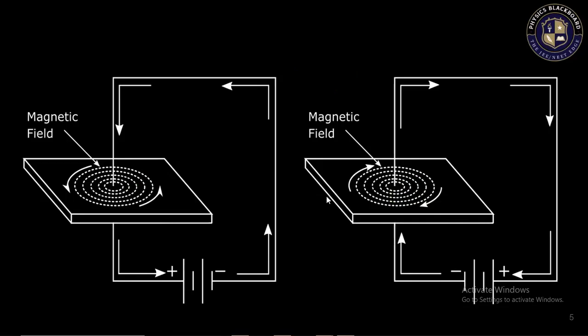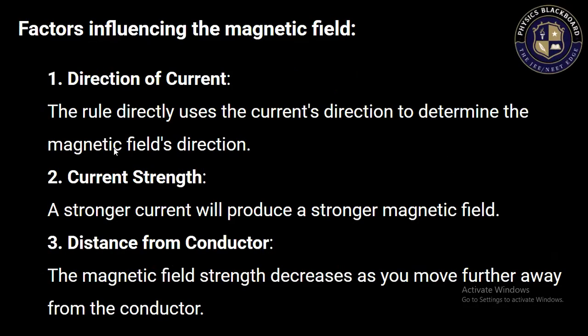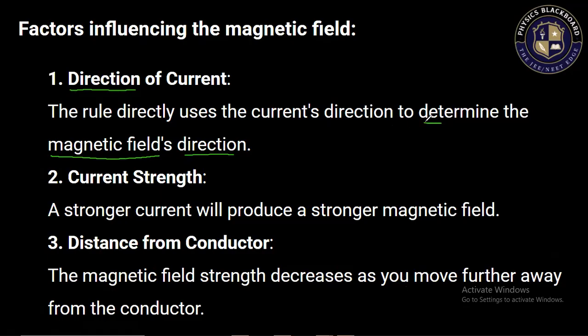So finally, we can say that these are the three factors that influence the magnetic field lines. One is direction of current. If you reverse the direction of current, the magnetic field direction also gets reversed, so the current direction will determine the direction of magnetic field, right?